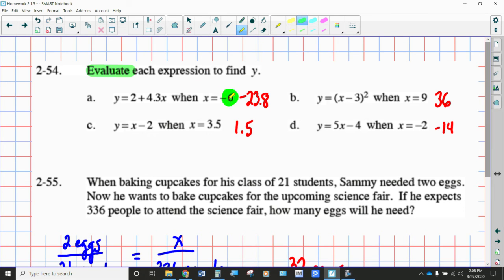When you know the value of x, you plug it in and you go through the order of operations. So 4.3 times -6 gives you -25.8, and then you add 2 to that to make it -23.8. Here, we're going to plug in x, so 9 minus 3 is 6, and 6 squared is 36. Here, we're going to plug in -2, so -10 minus 4 is -14. And here we plug in 3.5 minus 2 is 1.5.